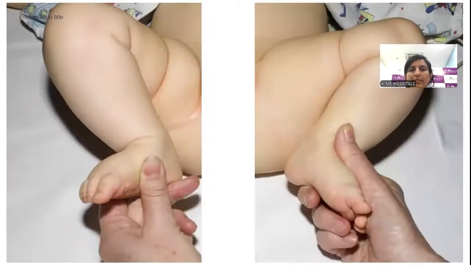The other sign which can be seen is asymmetric creases on the thigh. Sometimes this can be a falsely positive sign, and it can be seen in certain normal newborn infants also.